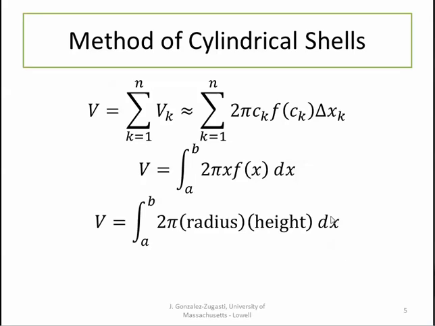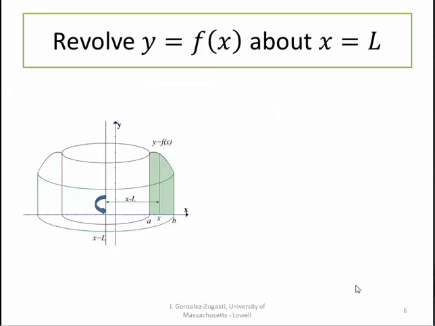Or if you think about it, it's 2 pi times the radius times the height of the cylinder at x. So it's easy to remember this formula. You just remember the surface area of a cylinder, put it in here, and you're good to go. Now suppose I want to revolve it around a line x equals L instead of the y-axis. The only thing that's really changed is that now the radius has gotten either bigger or smaller depending on where L is.